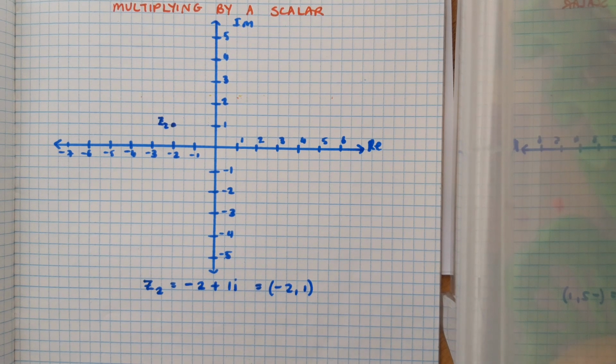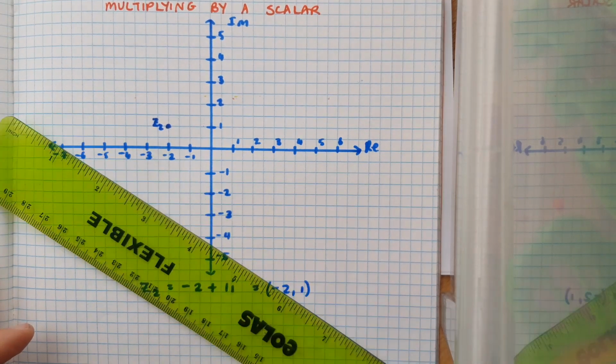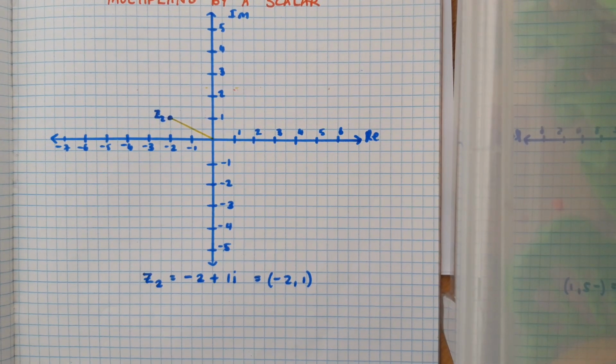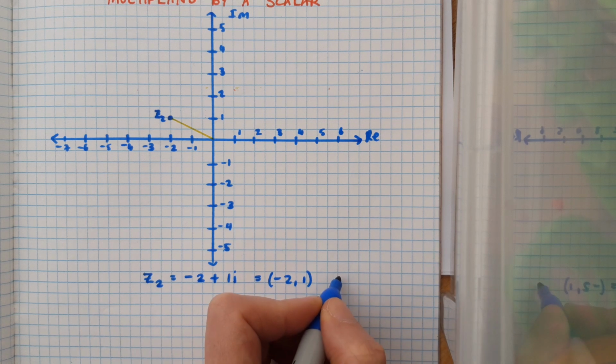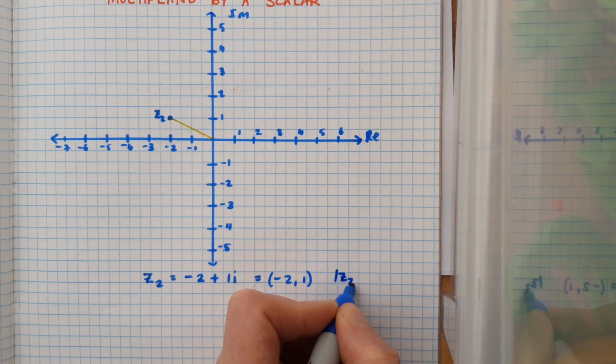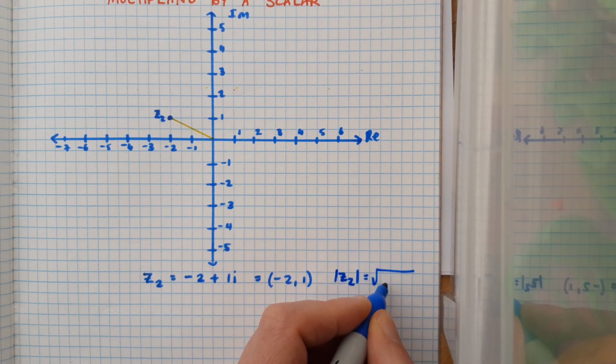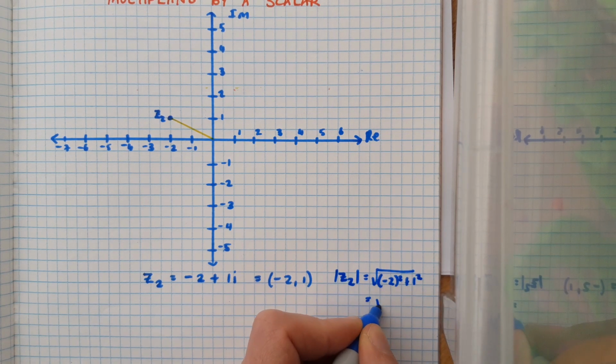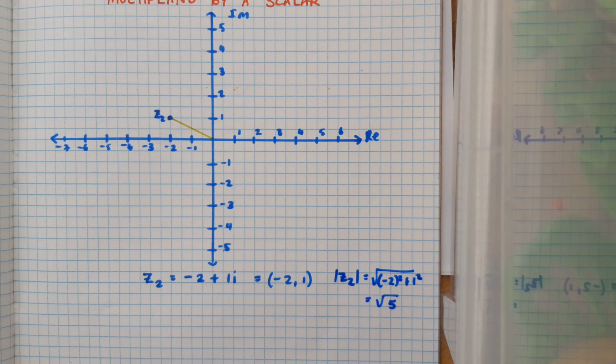I'm just going to draw in its modulus. So there's the modulus of z2. Let's evaluate the modulus of that. So the modulus of z2 would be the square root of minus 2 squared plus 1 squared, and that comes out as root 5.